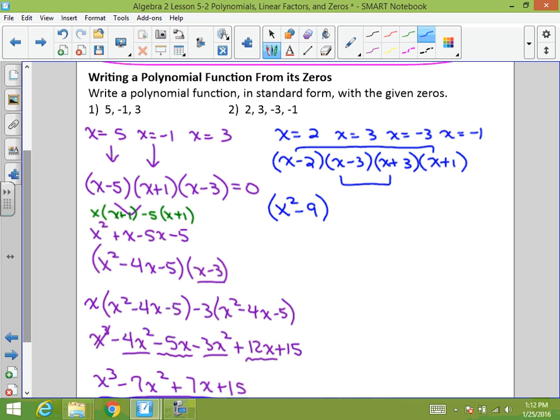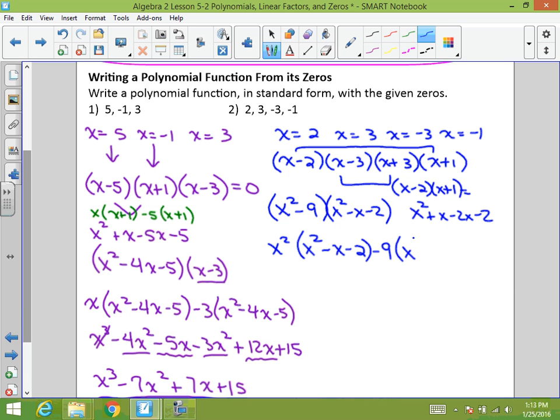And if I multiply x minus 2 times x plus 1, I get x squared plus x minus 2x minus 2, which is x squared minus x minus 2. So now I need to multiply those two polynomials together. I'm just going to take my x squared and multiply it by everything in the second polynomial, x squared minus x minus 2. And I'm going to take my negative 9 and multiply it by x squared minus x minus 2.